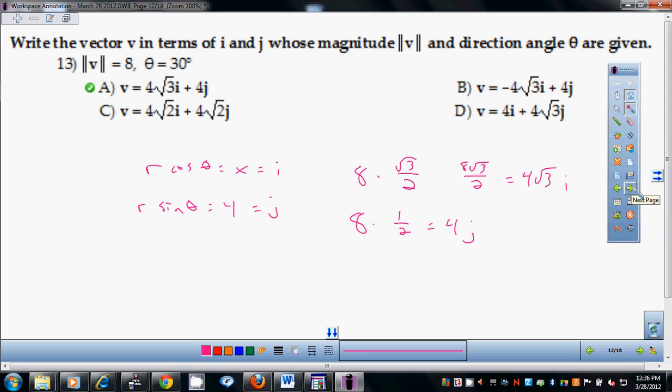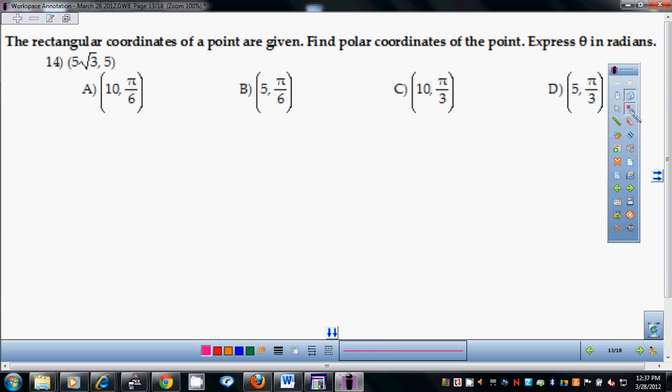Would anybody like me to re-explain anything that's up here? Okay, well that's good. That went much smoother than it did last time.